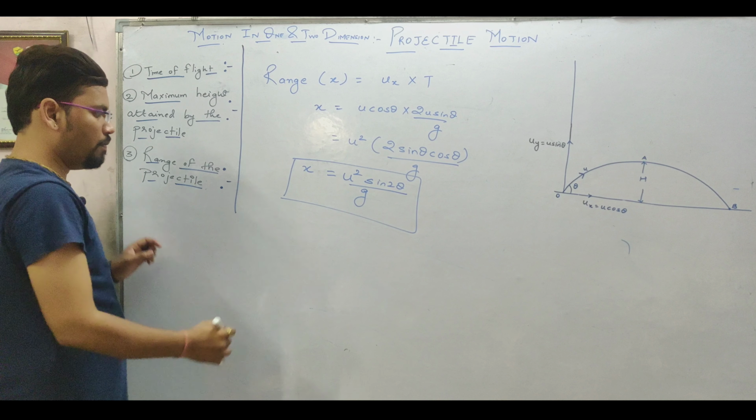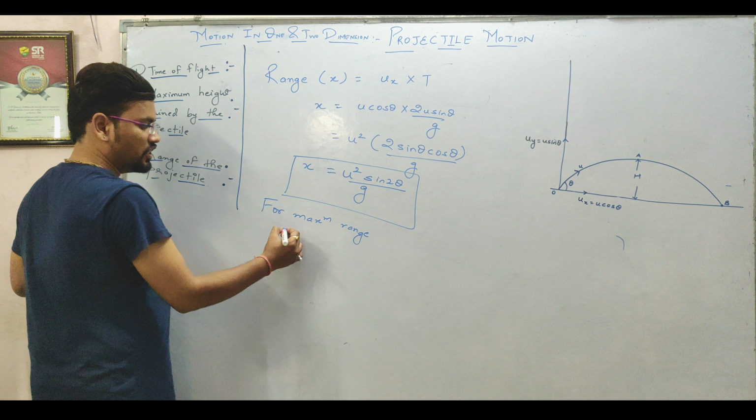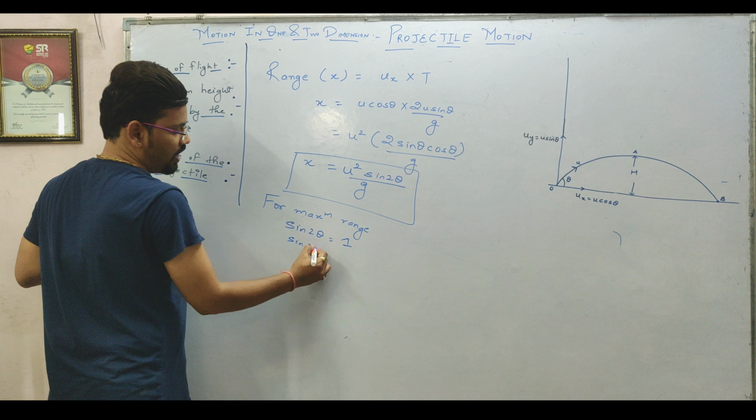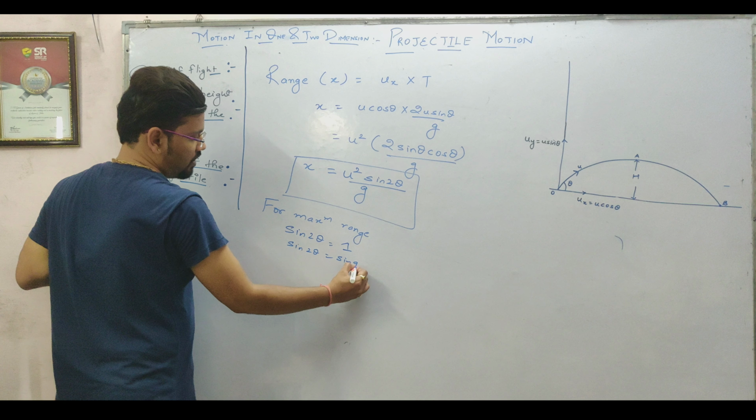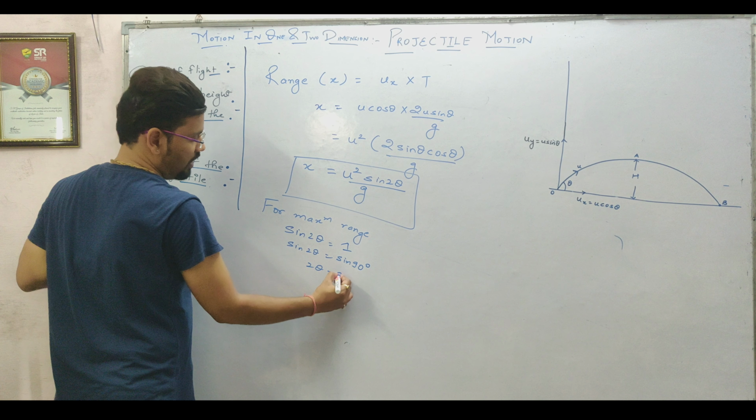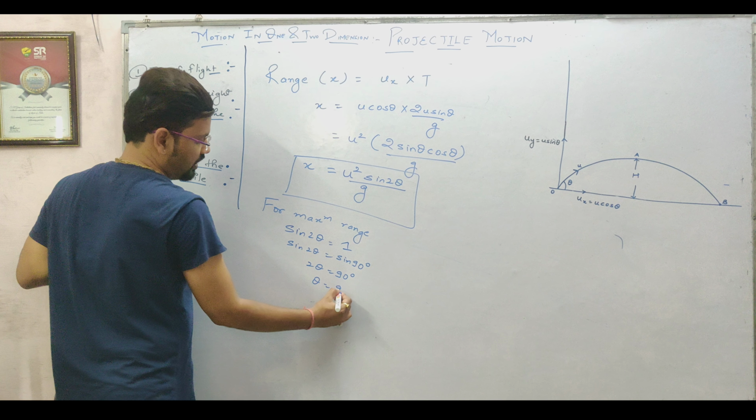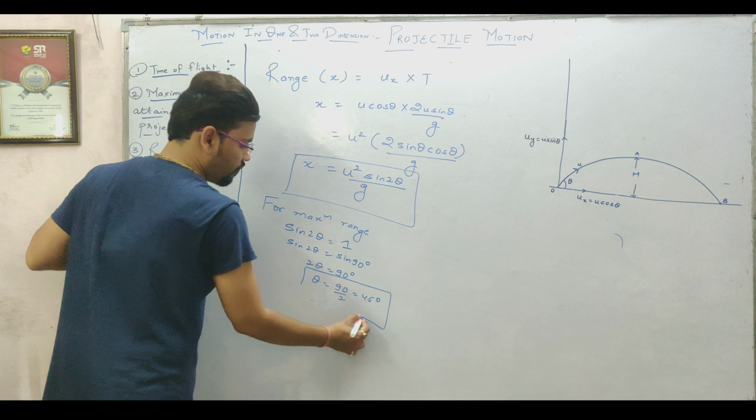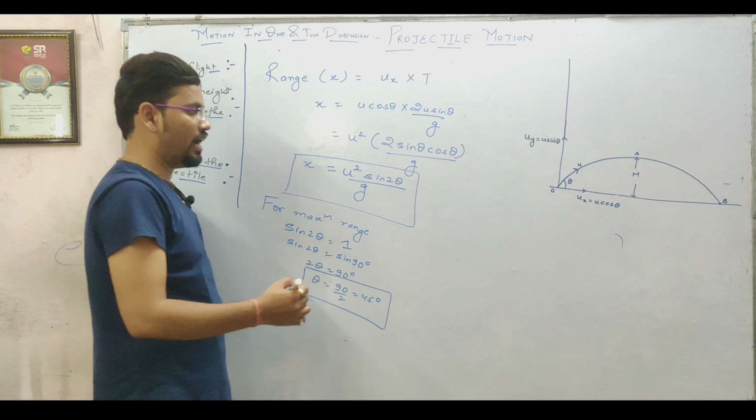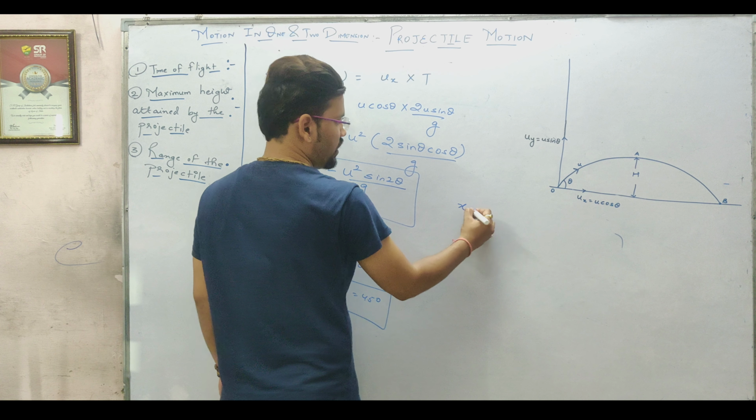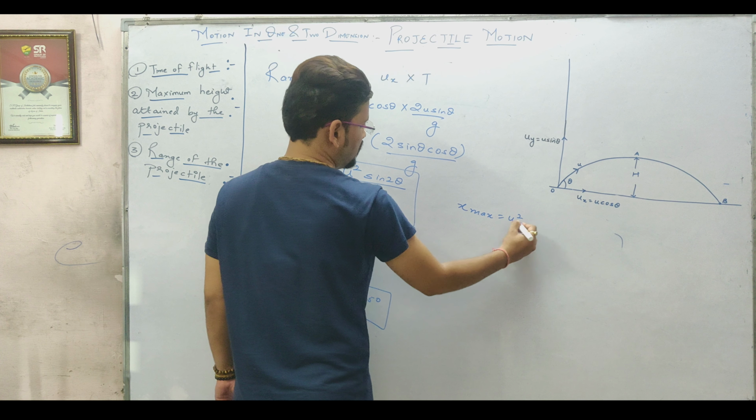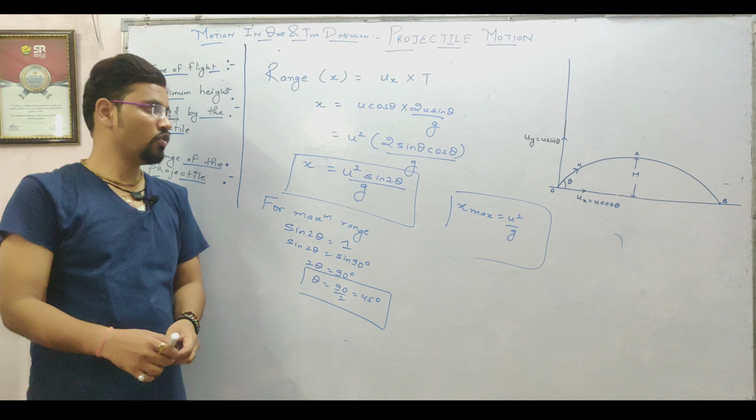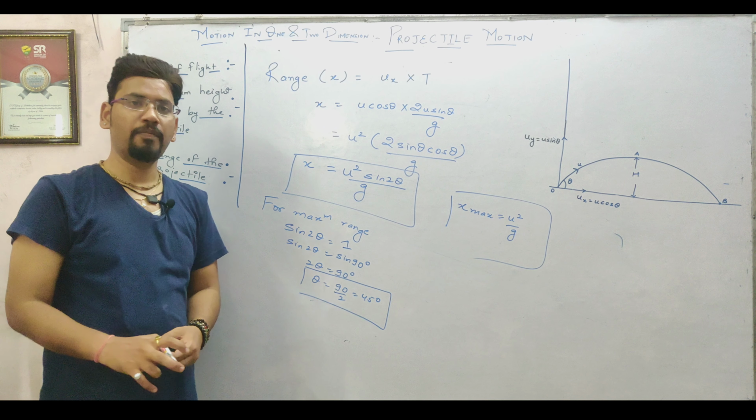Now for this range to be maximum, the value of sin 2 theta should be maximum, and as we know the maximum value of sine is 1, at sin 90 degrees. So 2 theta is equal to 90 degrees, or theta is equal to 90 upon 2, which is equal to 45 degrees. So if an object is projected at an angle of 45 degrees with the horizontal, it will acquire the maximum horizontal distance. On putting the value of sin 2 theta as 1 in this expression, the maximum range comes out to be u squared upon g. Okay, thank you.